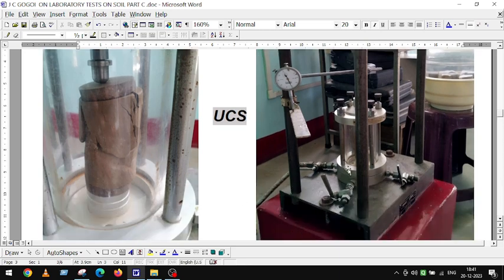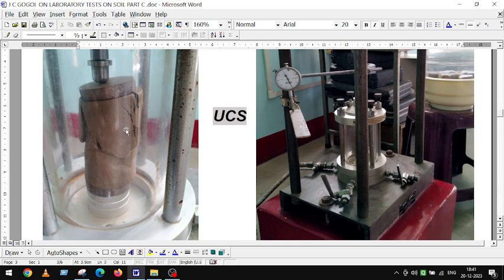This is the process. You see, this is the complete apparatus. The specimen is here, and the dial gauge is here. We shall be recording the dial reading, strain reading, and the failure type. Normally, we say this is alpha, which is almost equal to 45 plus phi by 2.